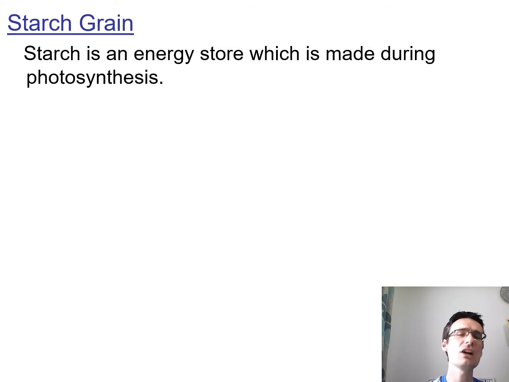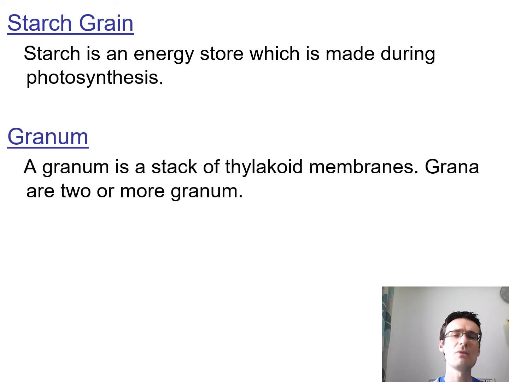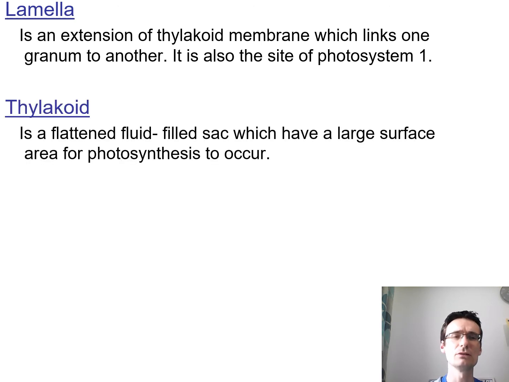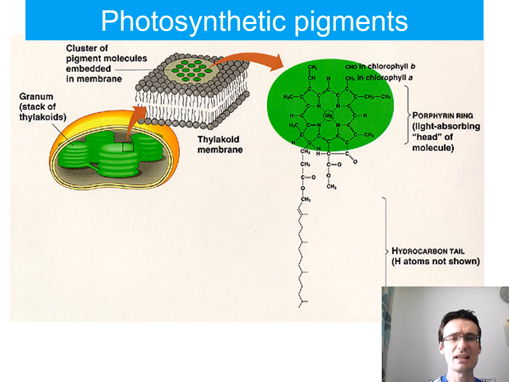We've then got the starch grains, which are the energy store made when glucose is made in photosynthesis. It's converted to starch to be stored away. The granum are a stack of membranes, also known as thylakoids, which is where the light-dependent stage happens in photosynthesis, and that's in the lamella, which is the membrane of a thylakoid. So that's that really.